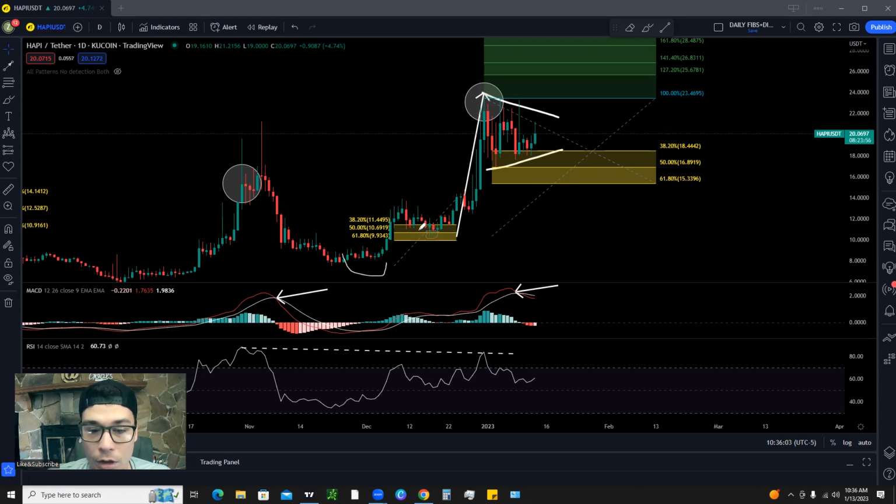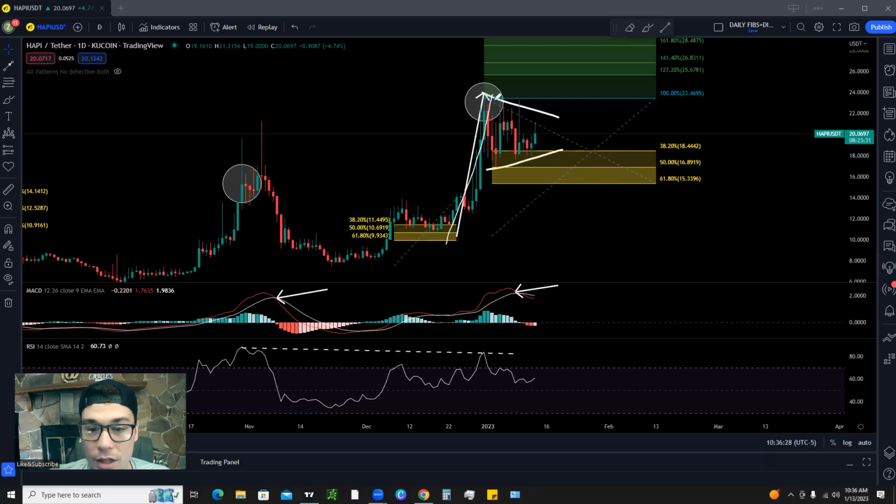We made a low and a higher low. So here's our low, and then we came up and we have 18.442, which we're still holding as a support level. We have 16.891 and 15.339. If we break down through these three support levels, most likely we're going to get some type of reversal and possibly come down to retest our previous lows.